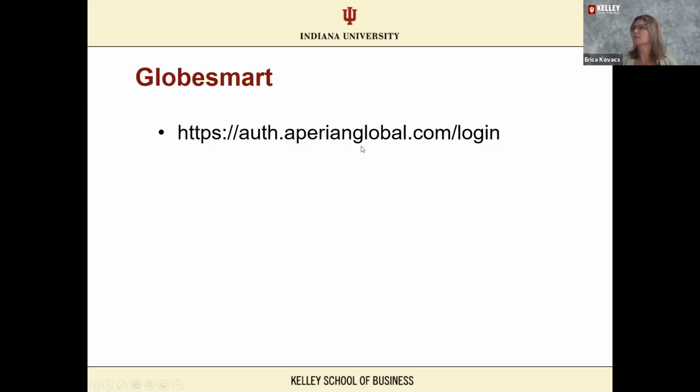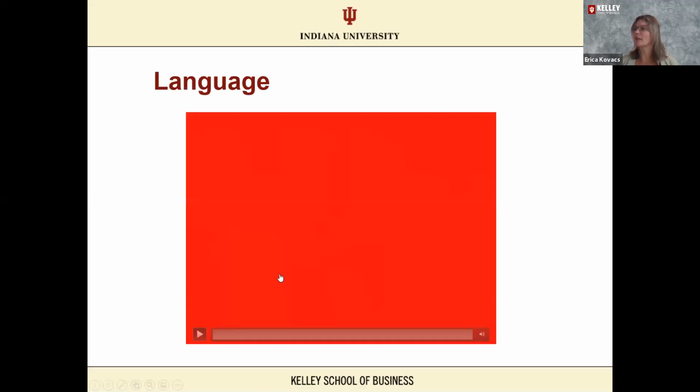So let me share the other screen again. So Globesmart. So this is the link for you. Another topic that I explore with them, this is in cross-cultural management, is language, especially English as a second language. And I use some of the videos, and how the sender and the receiver might encode and decode things differently. And I wanted to show this video first before moving on.